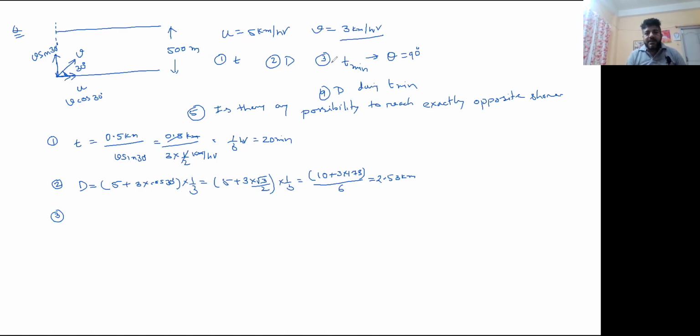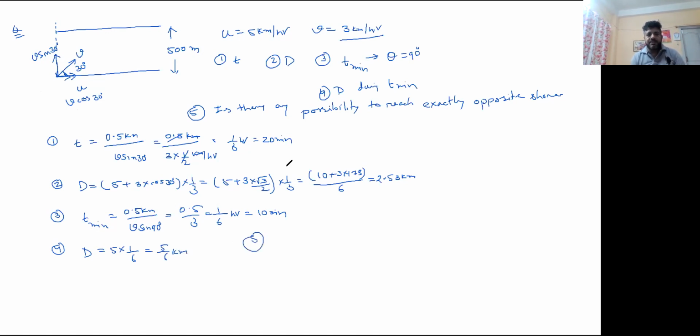Now the third question is T minimum. T minimum is 0.5 kilometer by V sin 90 degree. That is 0.5 by 3, that is 1/6 hour, that is 10 minutes. Now number 4, D during that time. So D is velocity along the river, 5 kilometer per hour, and time is 1/6. So 5/6 kilometer.